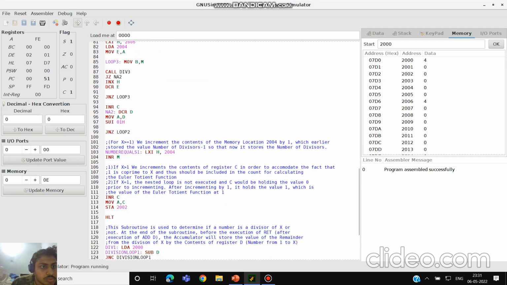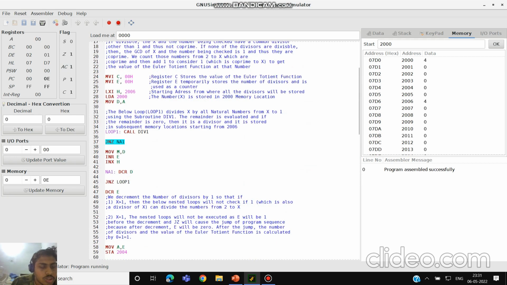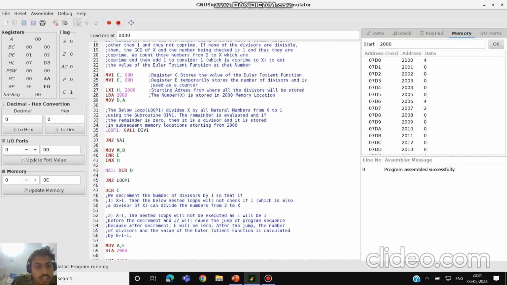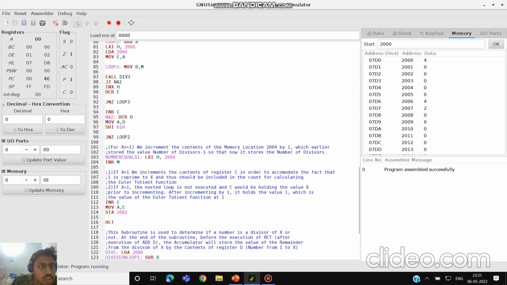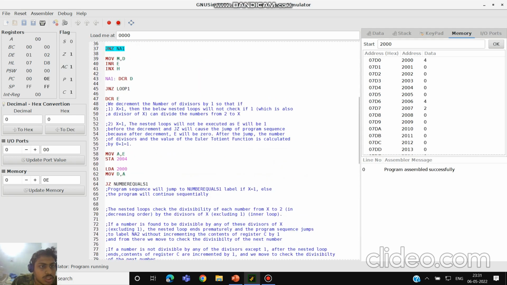As you will see, the remainder is again 0, and once the remainder is 0, JNZ will not jump the program sequence. The number 2, which is the divisor, will get stored in the memory, and you can see it is here in the next memory location 2007, and again the memory location has been incremented by 1. So now what we will realize is that D has become 1. This is again a divisor, and now when I execute the loop, you can see the remainder to be 0.